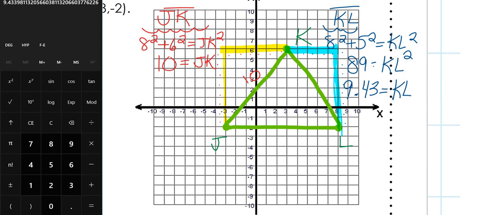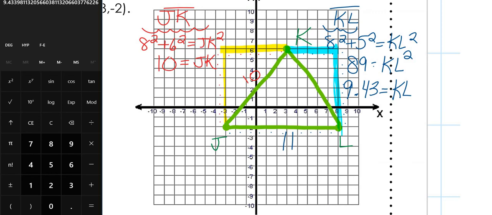Now for the bottom side length JL, this one's horizontal, so I can just count the boxes, no need for Pythagorean theorem, and get the length. So I have 1, 2, 3, 4, 5, 6, 7, 8, 9, 10, 11 for the length of JL. Okay, I have all 3 lengths.